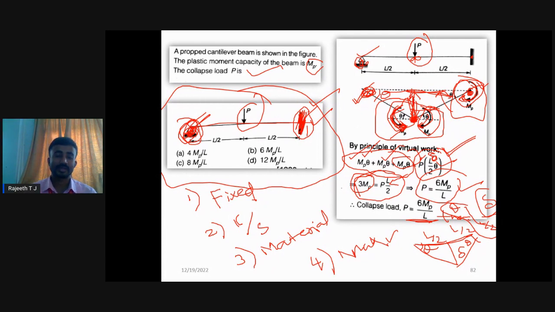For the propped cantilever beam, when the concentrated load is acting in the middle portion, your collapse load will be equal to 6 MP by L. So you should remember this.